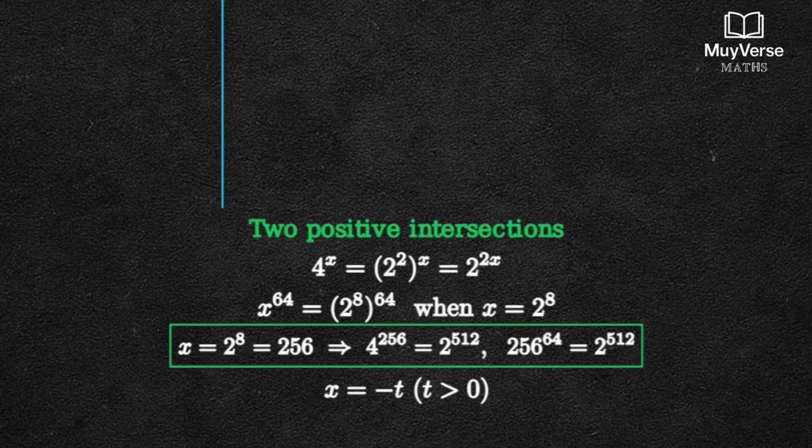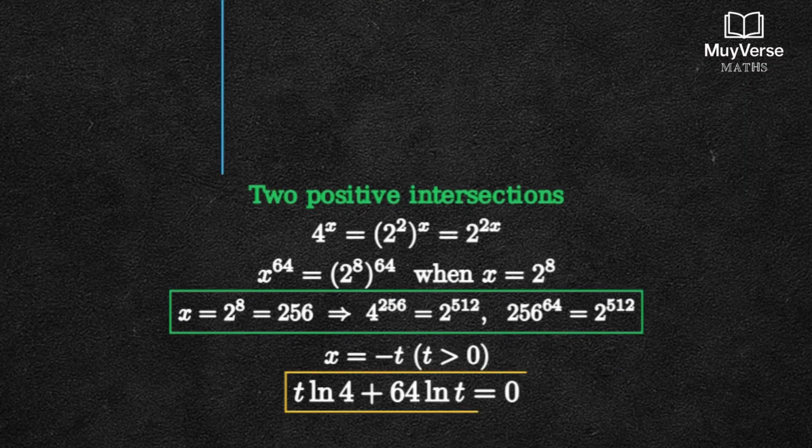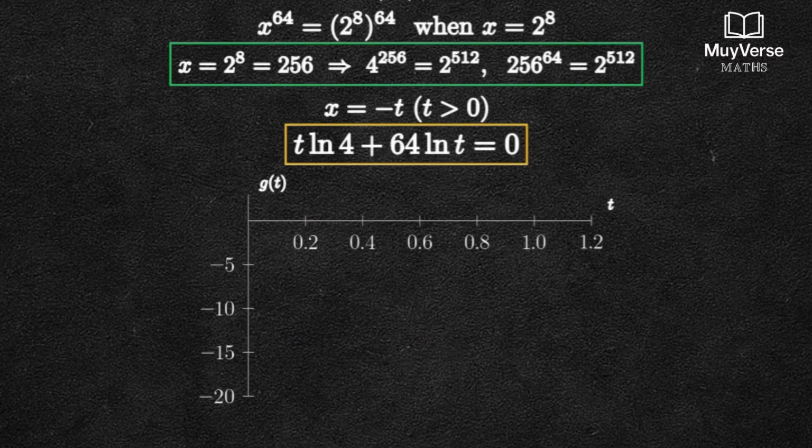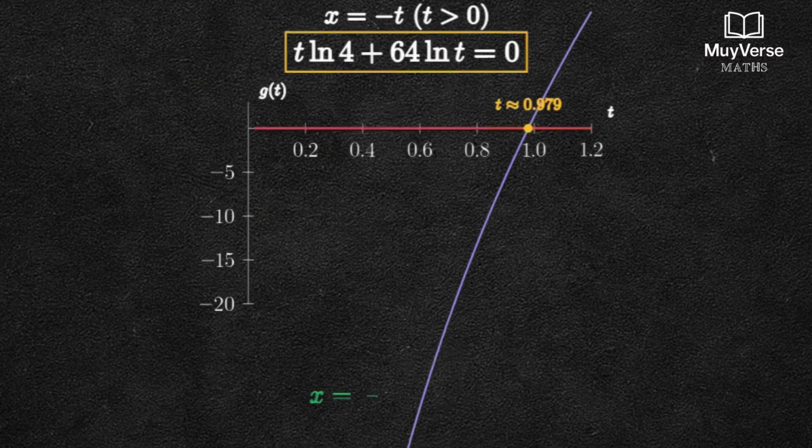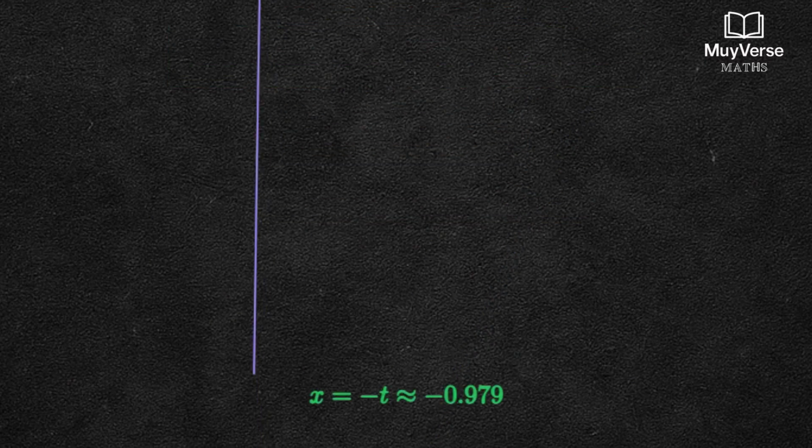Step 5. What about negative x? x^64 stays positive, so a negative solution is possible. Set x equal to minus t, with t positive. Then the equation becomes t ln 4 plus 64 ln t equals 0. Plot this from 0 to 1. There is exactly one crossing. It occurs at t approximately 0.979. So x equals minus 0.979.